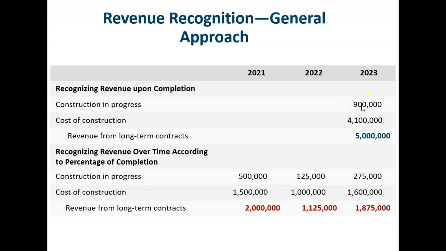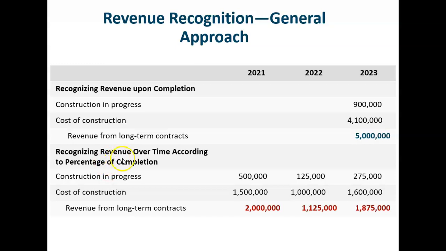This $900,000 debit to construction in progress is the profit. That profit, that $900,000 profit, is the difference between the $5 million of revenue recognized minus the $4,100,000 of construction costs.